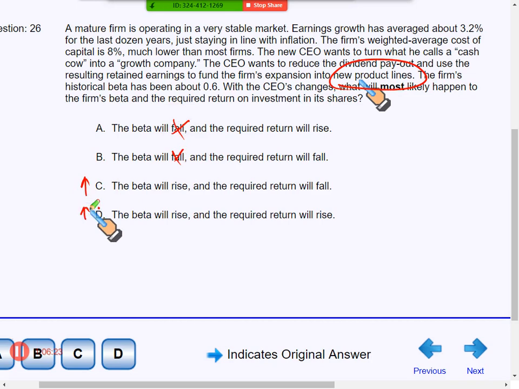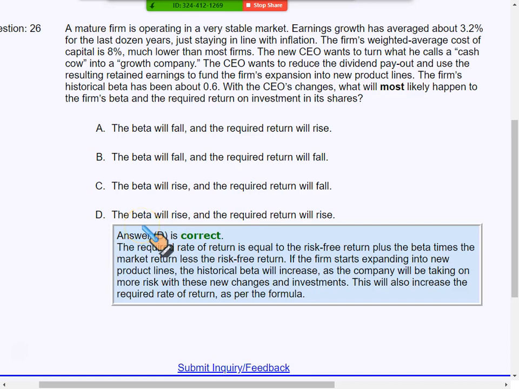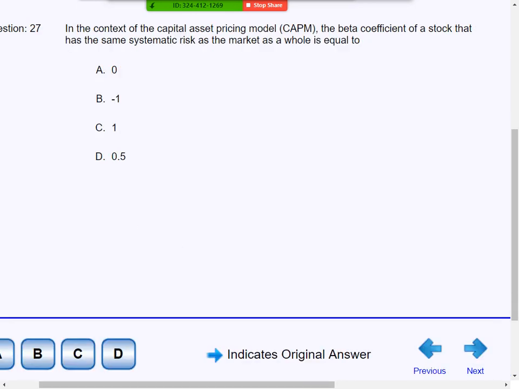Since the beta is going to go up, we know the formula: ER is equal to risk-free rate plus beta times the return on the market minus the risk-free rate. Since everything stays the same, RF stays the same, RM stays the same. If the beta goes up by introduction of new product lines, there is absolutely no doubt that the ER will rise as well. That means D is the right answer. If the beta goes up, rest stays the same, the required return will go up. So that makes D the correct option.